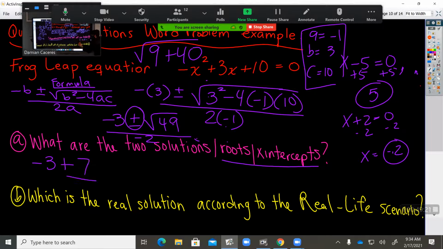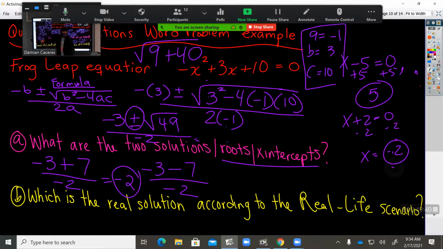So my two answers are going to come with these two signs. Negative 3 plus 7 divided by negative 2. And the other answer is going to come with the opposite of plus. Negative 3 minus 7 divided by negative 2. What's positive 4 divided by negative 2? Negative 2. Is that one of the answers we got? Yes, it is. Negative 3 minus 7 is negative 10. Negative 10 divided by negative 2? Is that the answer we got?